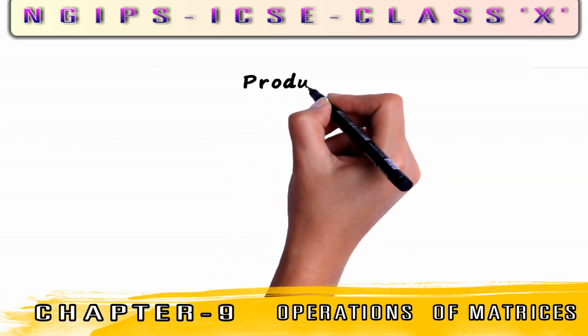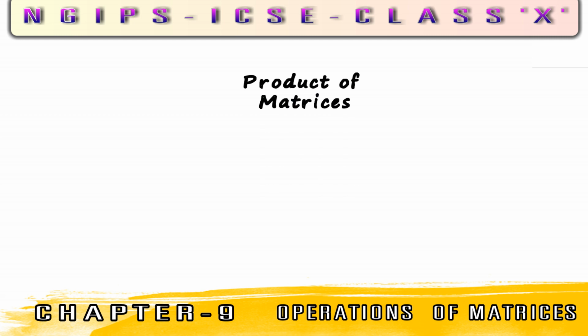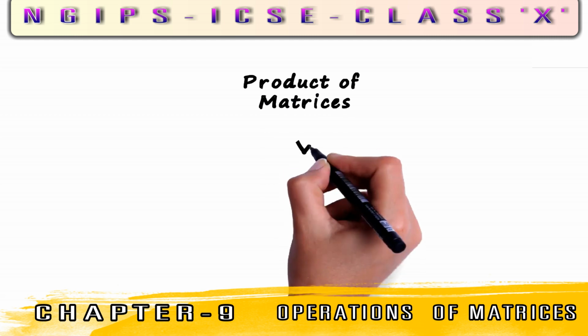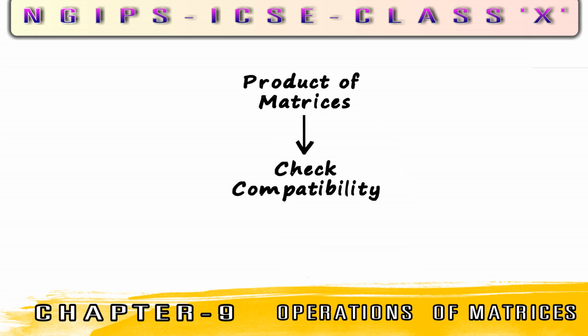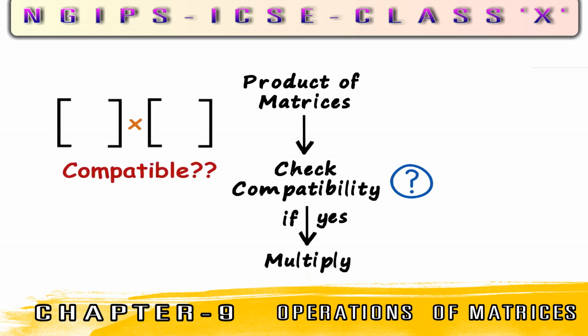How do we find the product of two matrices? Before we find out how two matrices are multiplied, we need to check for their compatibility. Only if they are compatible can they be multiplied. But wait, how do we check for compatibility? How do we know if two matrices can be multiplied? We will come to this, don't worry. But before that, let me ask you an easy question.